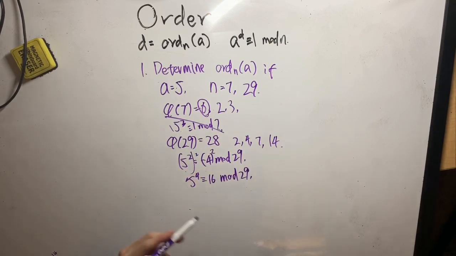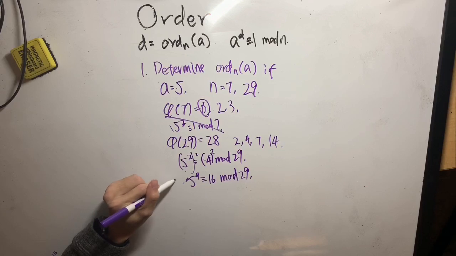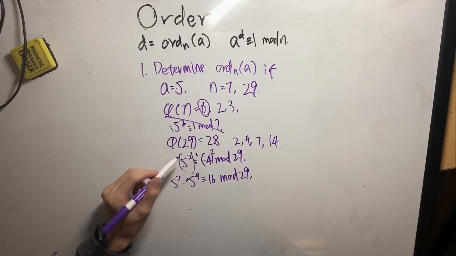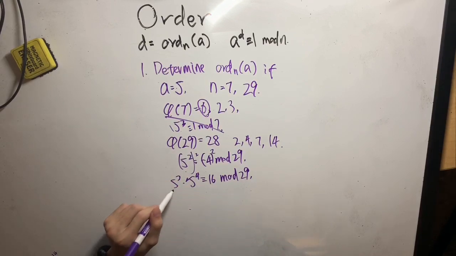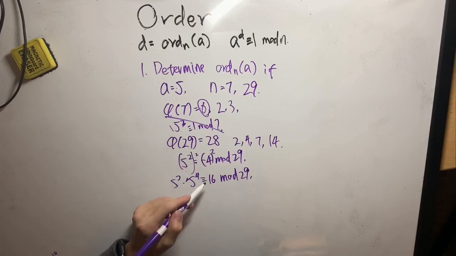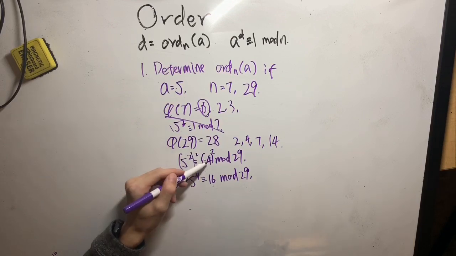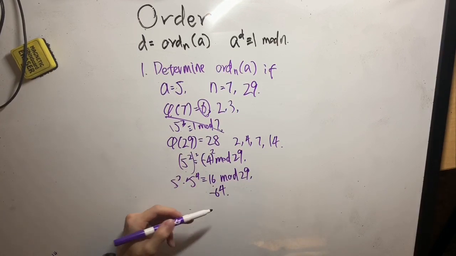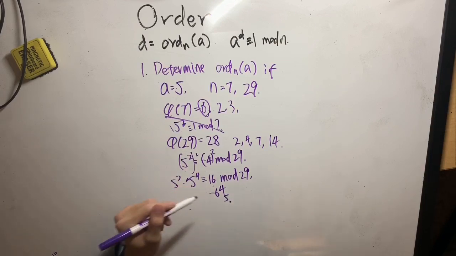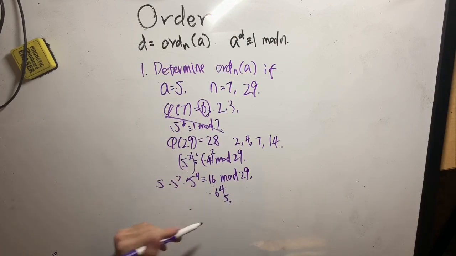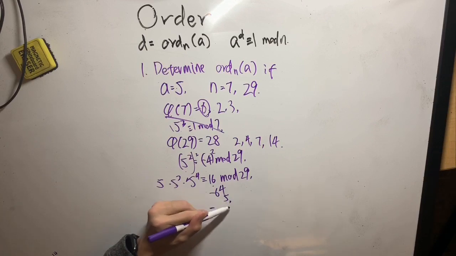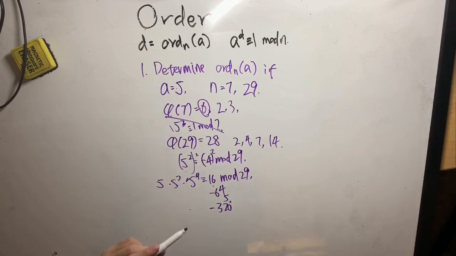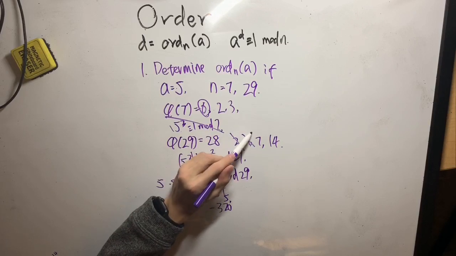Now let's check 7. So we multiply by 5 squared on both sides. So 5 squared times 5 to the 4th equals 16 times negative 4, which is negative 64, and we multiply by 5 on both sides. We have negative 320, and 29 does not divide 320, so we eliminate 2, 4, and 7.